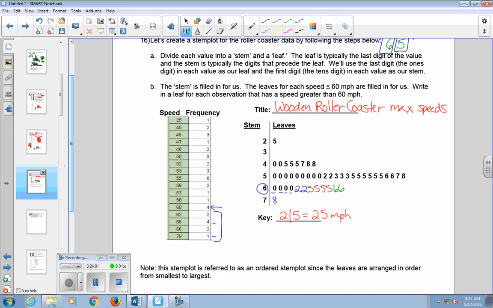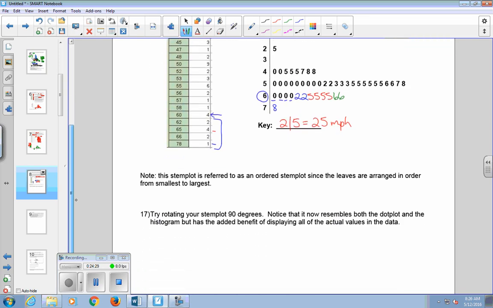Okay. All right, while you have that in front of you, take your paper if you have it printed out and try rotating your stem plot 90 degrees. Notice that it now resembles both the dot plot and the histogram, but has the added benefit of displaying all of the actual values in the data. So if I try and rotate this, I'm probably going to lose most of the leaves I just put in. Oh, actually, I can't do that. Forgot pictures can't be edited in here. All right, so I'll leave it up to you to take your paper and turn it.